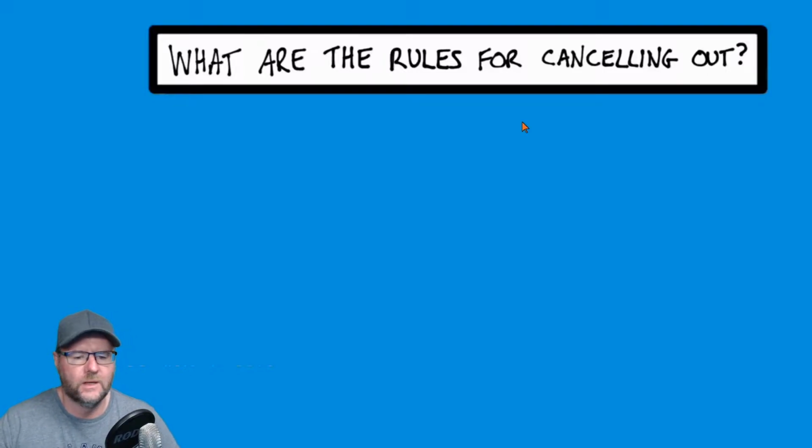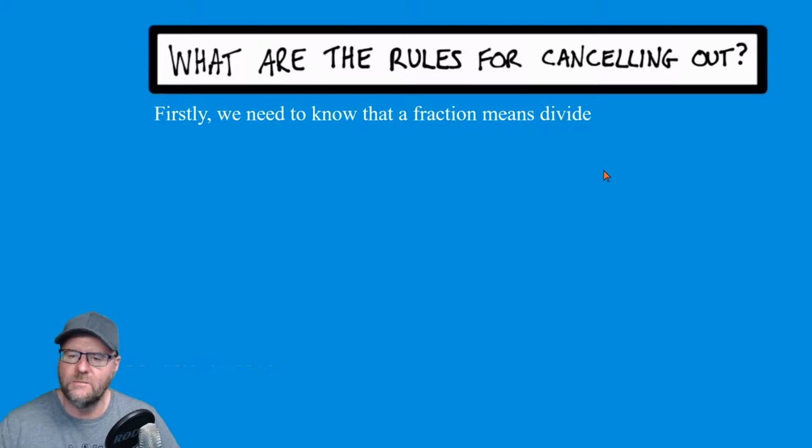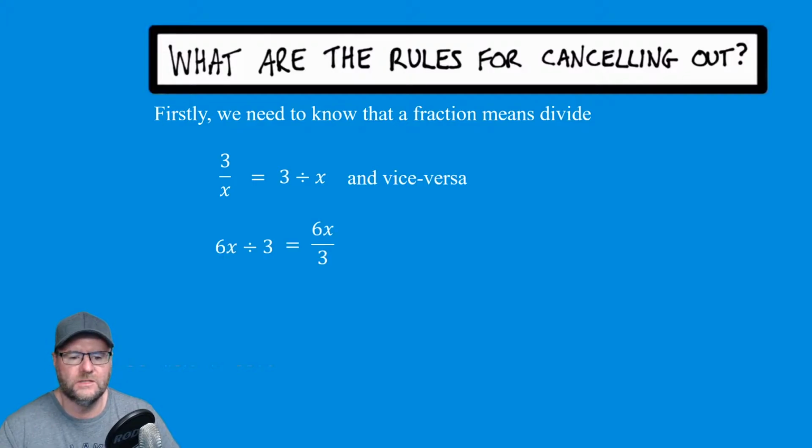But before we do, we need to remember that a fraction just simply means divide. So 3 over x simply means 3 divided by x. It's the same with any fraction. A half, 1 over 2, means 1 divided by 2. So we're actually talking about dividing in algebra, but there's some things we can and can't do when it comes to cancelling out, and vice versa.